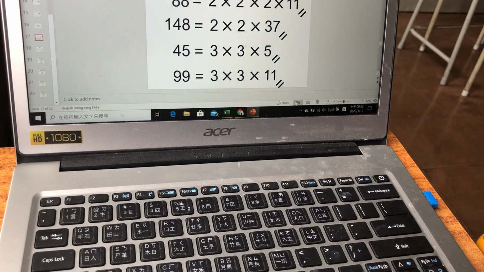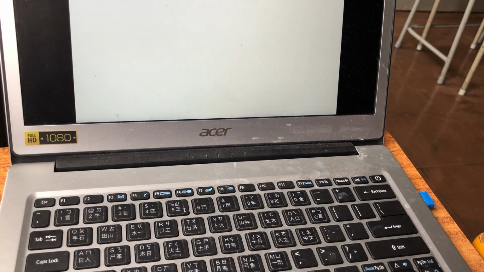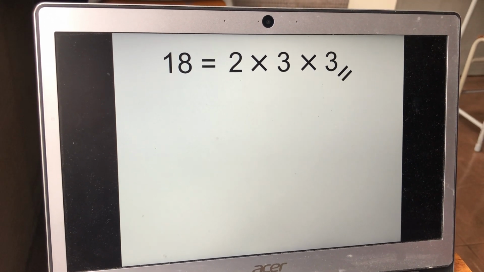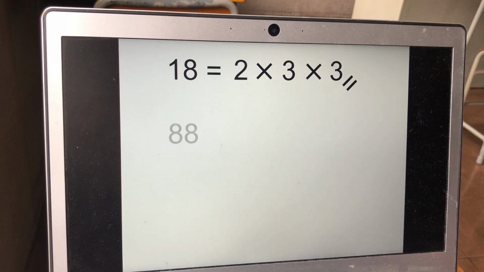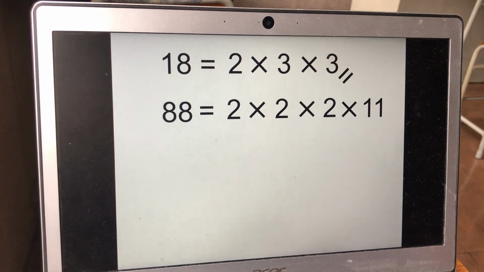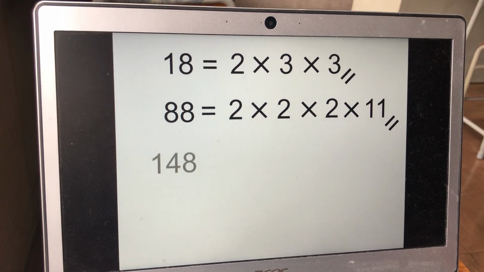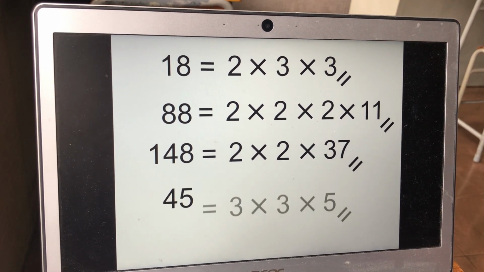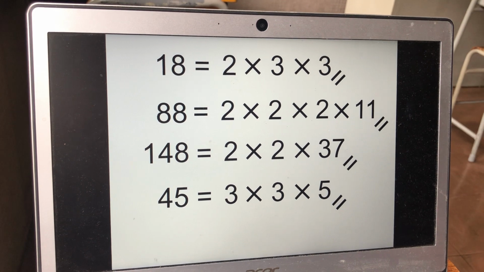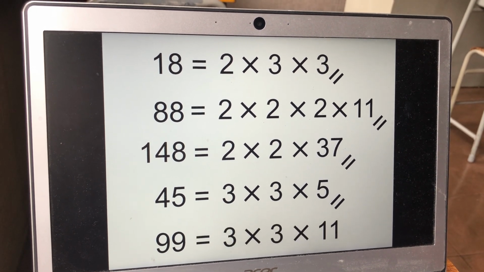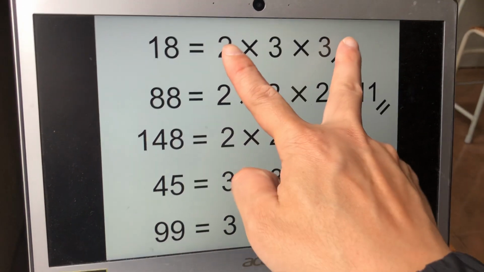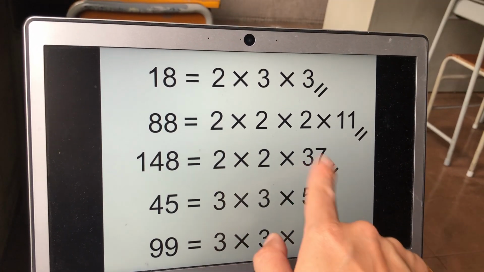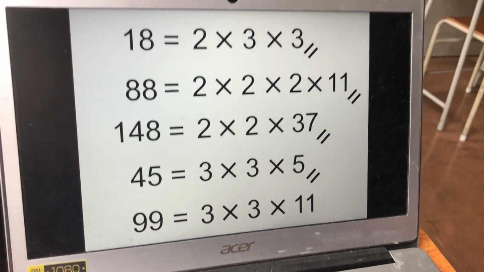So these are the things that we just did. We try to break down these numbers into prime number factors. 88 equals 2 times 2 times 2 times 11. 148 equals 2 times 2 times 37. 45 equals 3 times 3 times 5. And 99 equals 3 times 3 times 11. So these are all the prime number factors. These numbers are all prime numbers. Okay?